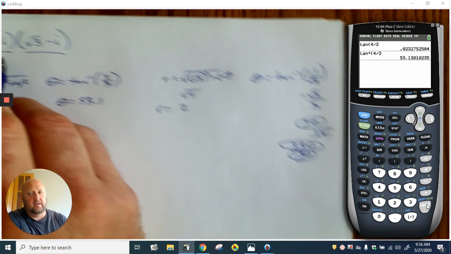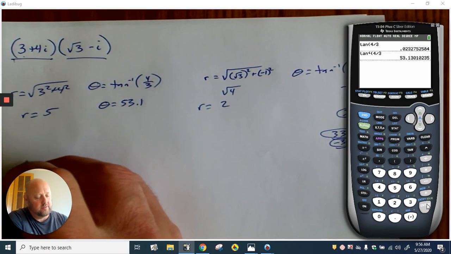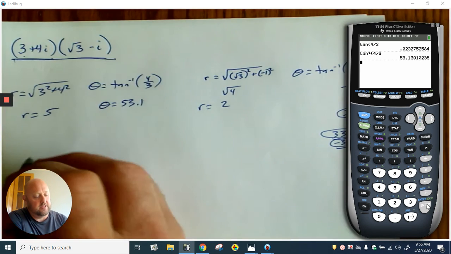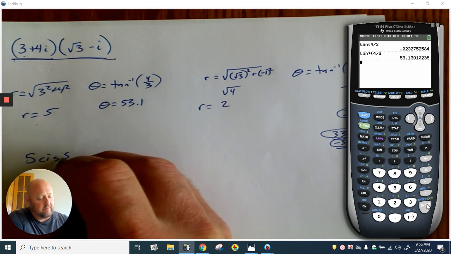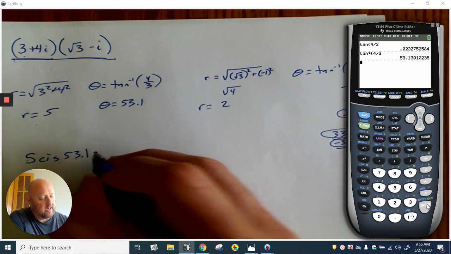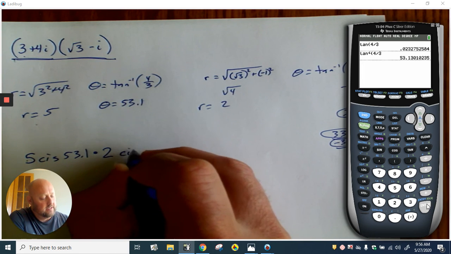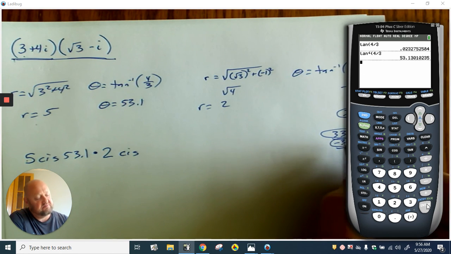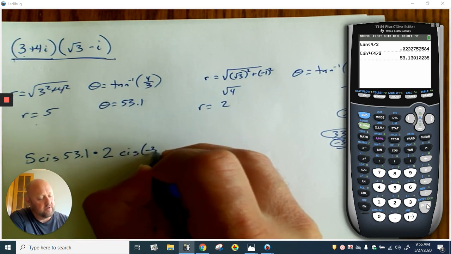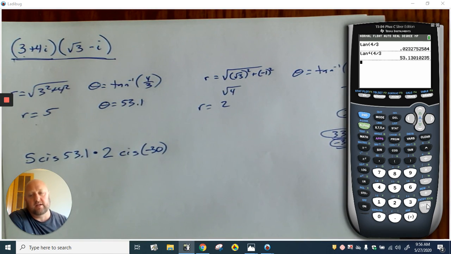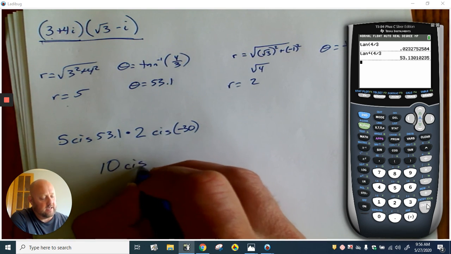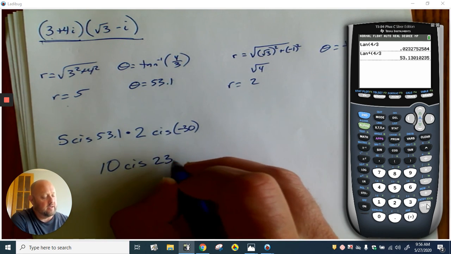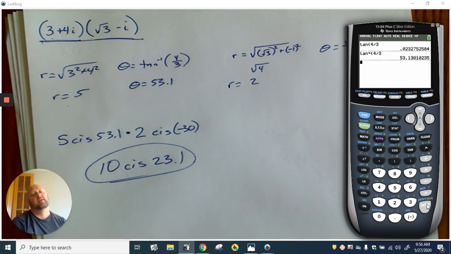And basically, this is going to boil down to, instead of doing this multiplication problem, what I'm really doing is 5 CIS 53.1 times 2 CIS, and then probably easier just to use -30 instead, because I know when I add those together I end up positive. Final answer here would just be 10 CIS 23.1.